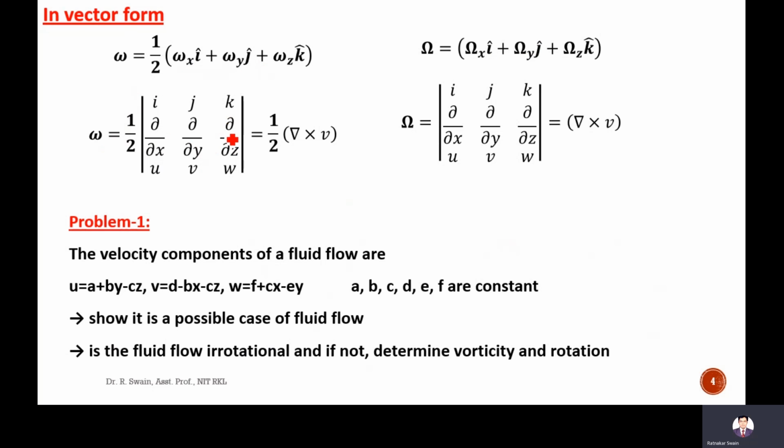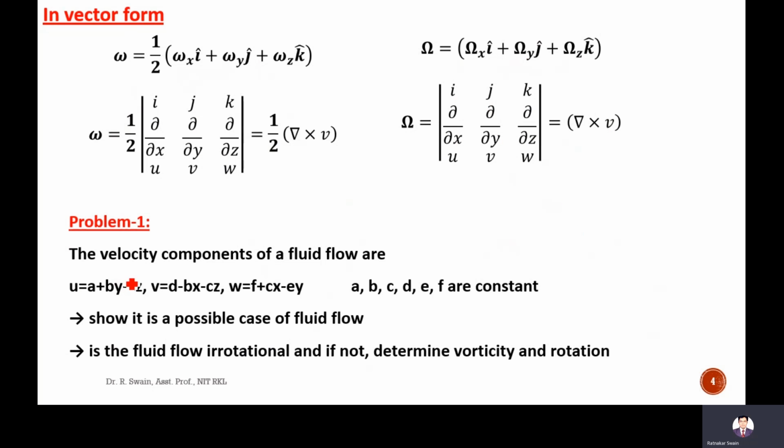del by del z, u v w. This equation in matrix form is half of the curl of v. It is called the curl of v in matrix form. Omega is omega x i cap, omega y j cap, omega z k cap. Omega is this i j k, del by del x, del by del y, del by del z, u v w, which is the curl of v. So if you know the u v w expressions with respect to x, y, and z, then you can estimate the rotation and vorticity.